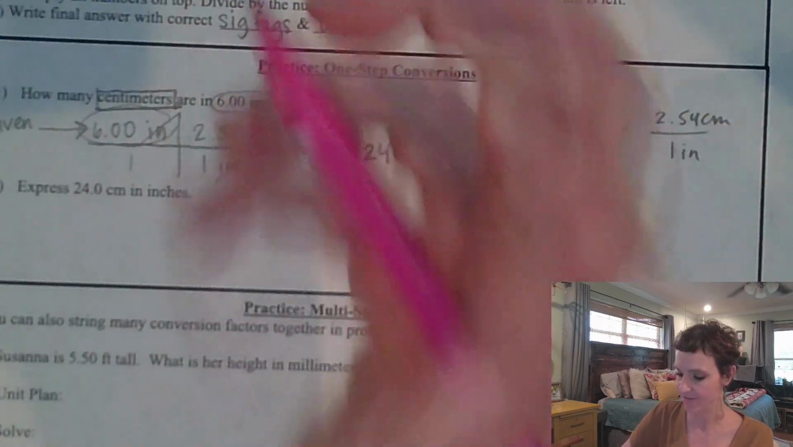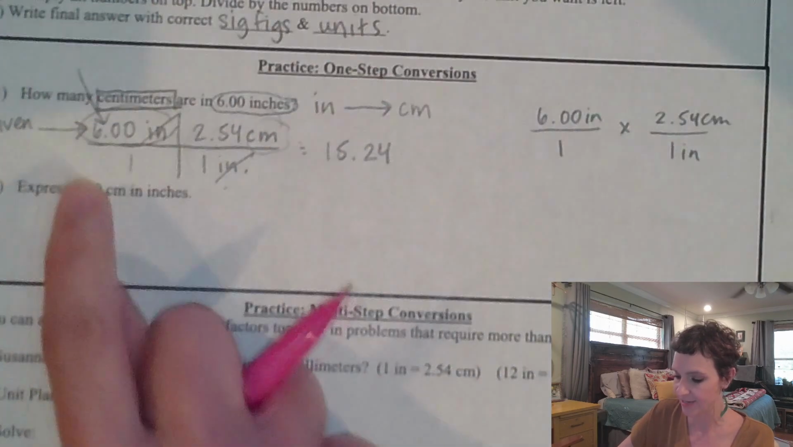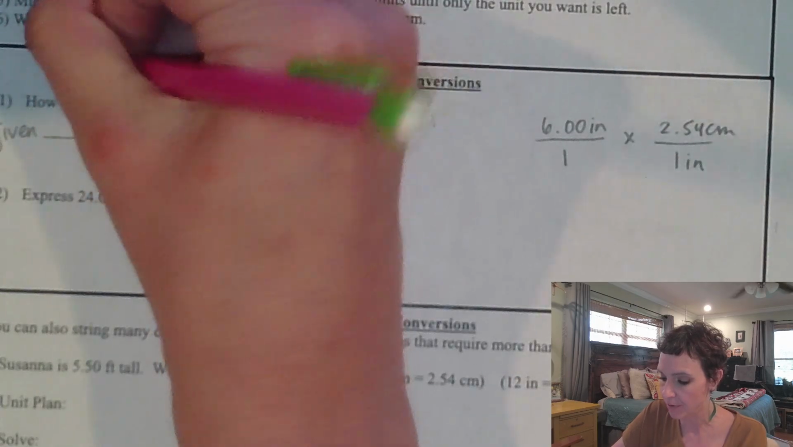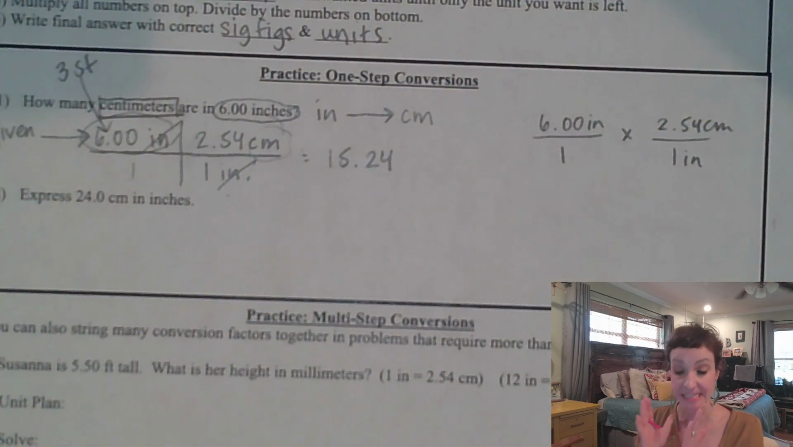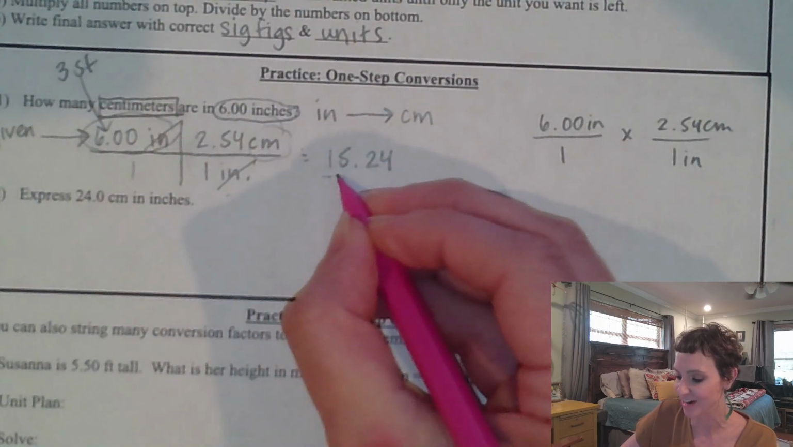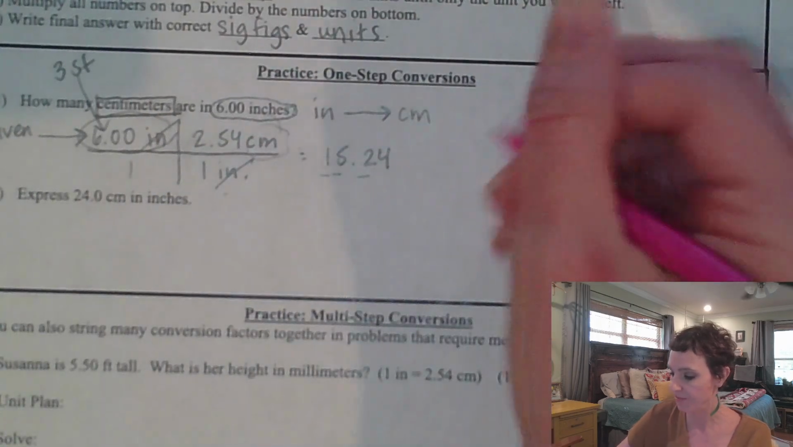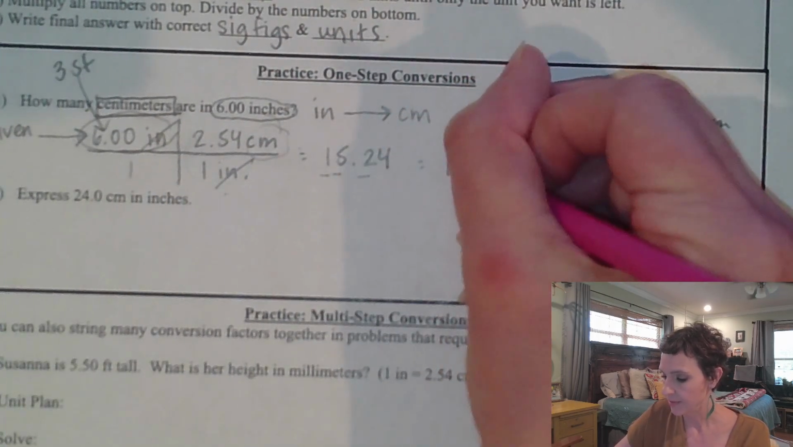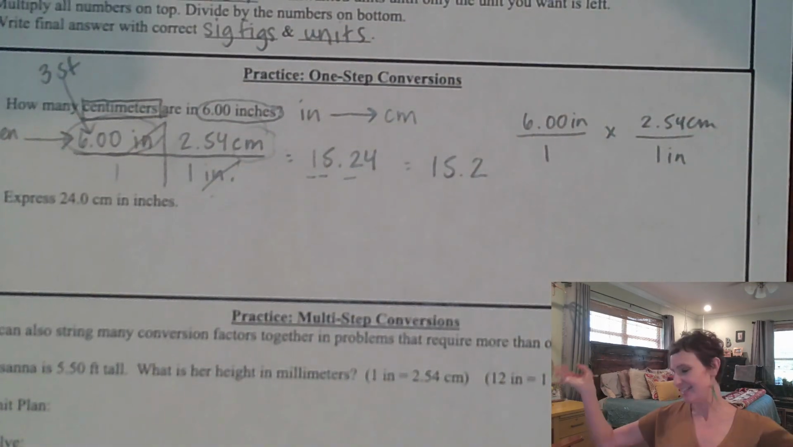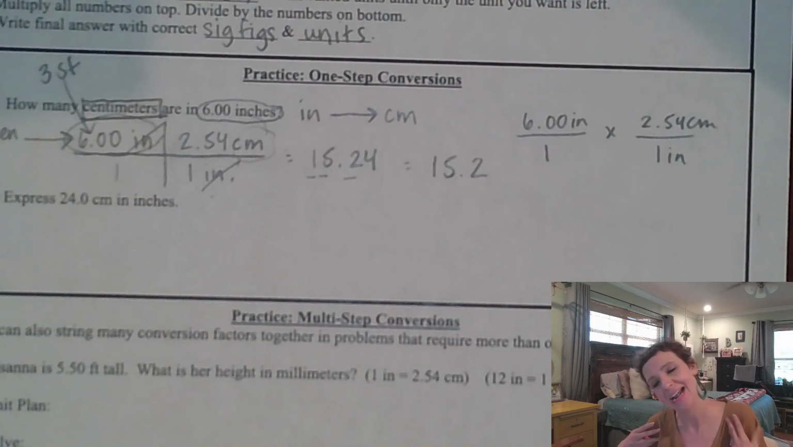Your given value has 1, 2, 3 sig figs because we know those ending zeros are significant, since there is a decimal in the number. So that means my answer, I have to round to 3 sig figs. So I want the 1, the 5, and the 2. You're like, yay, that's my answer, correctly rounded. I'm super excited, and you walk away.